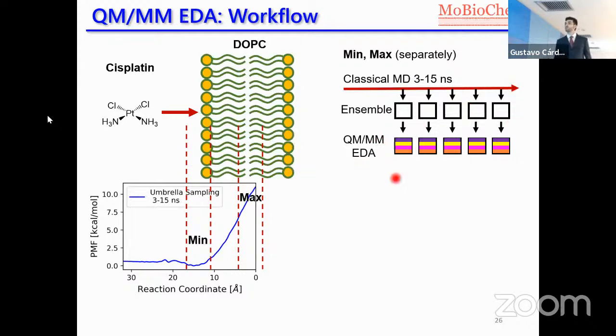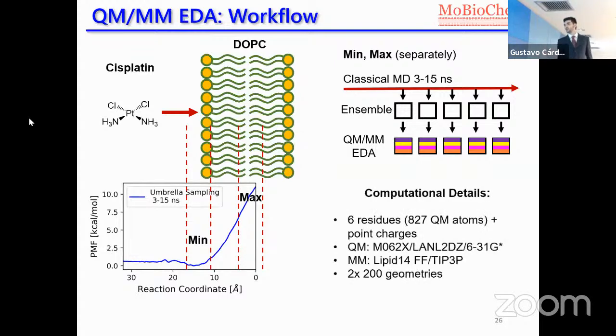Once we did so, we performed the energy decomposition analysis. Here is a color code that I will introduce in the next section, but basically it talks about the different EDA contributions to the interaction energy. Now here, for curiosity, I showed you the computational details, so the number of quantum mechanical atoms that we considered, and also the number of geometries that we accounted for.